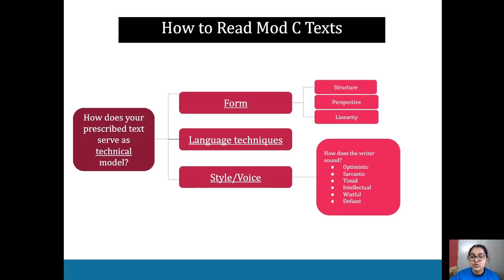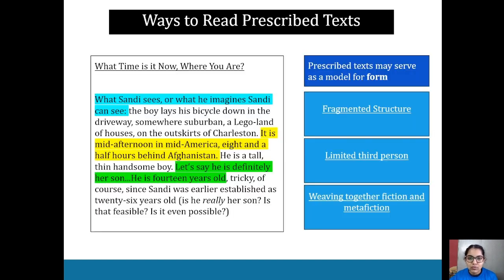How to read your Module C text. It can serve as a technical model. You can look at the form of your prescribed text, the language techniques that they use, the style and the voice in which the writing is done. With form, you can look at structure, perspective, linearity. With style and voice, what is the tone of the writing? Is it optimistic? Is it sarcastic? Is it timid or intellectual or wistful?